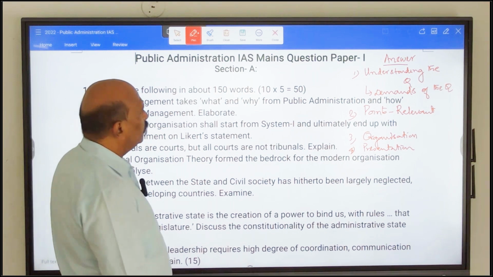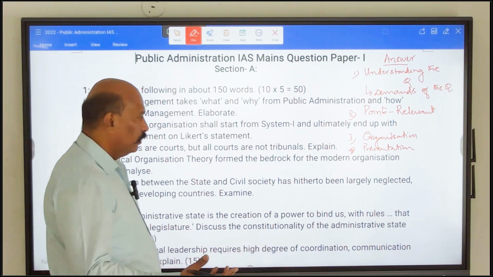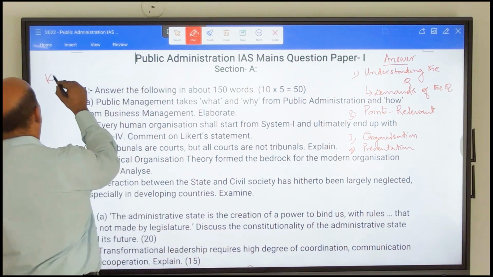So how do I understand the demands of the question, or how do I understand the question? Very simple. There are keywords. There are 2 sets of keywords in every question.